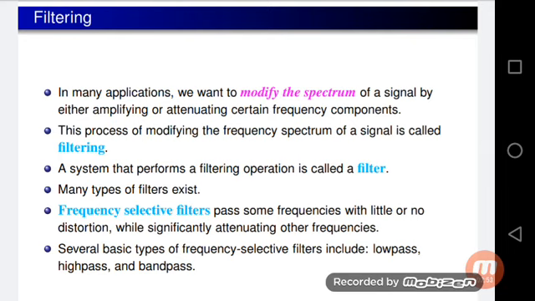Many types of filters exist. Frequency selective filters pass some frequencies with little or no distortion, while providing significant attenuation to other frequencies. Several basic types of frequency selective filters include low pass, high pass, and band pass filters.